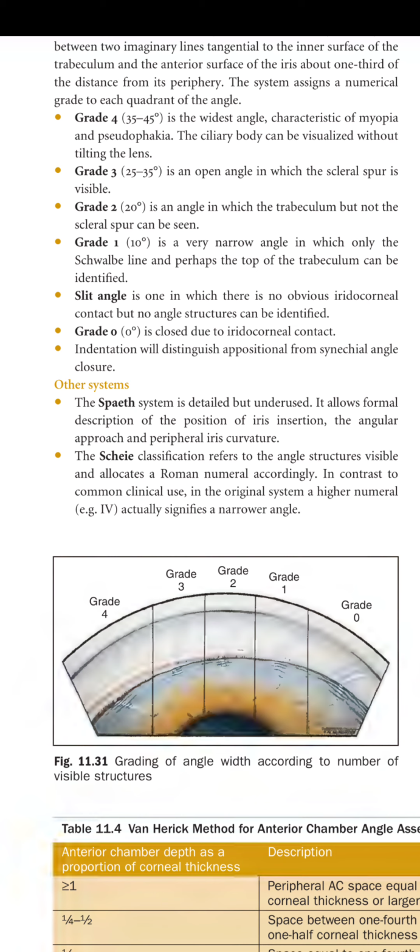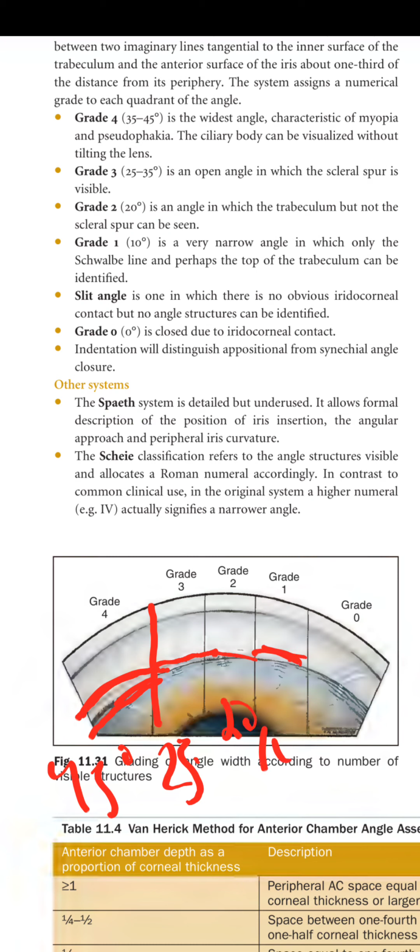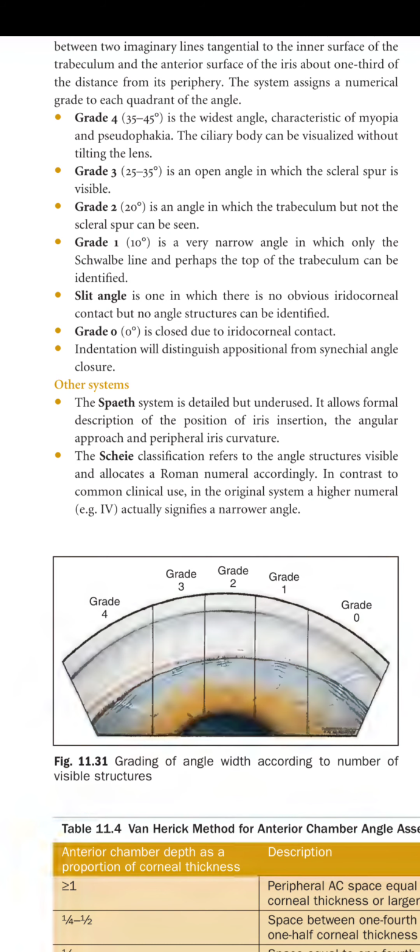So this is a line, this is a grade 4. They have drawn the line anteriorly, and you can see that here is the anterior surface of the iris, and you can see the trabecular meshwork, the angle visible is about 45 degrees. In grade 3 it is about 25 to 35 degrees. In grade 2 it is very narrow, about 20 degrees, and in grade 1 it is about 10 degrees, and in grade 0 there is no angle visible and there is an iridocorneal contact.